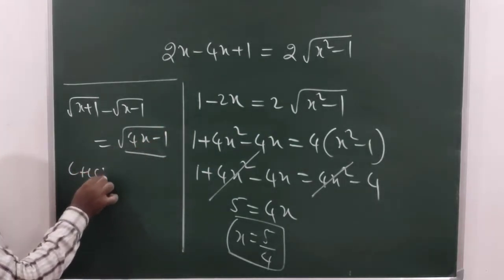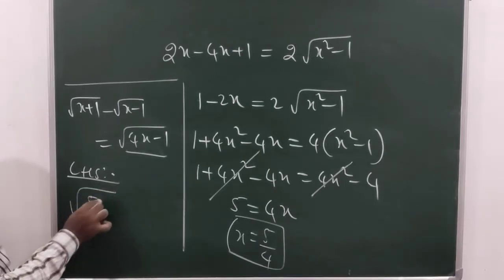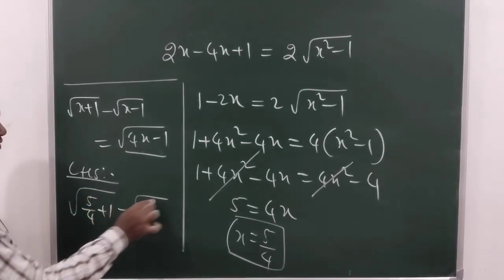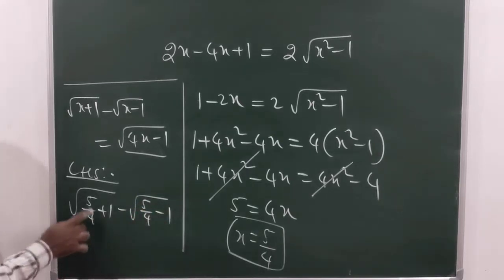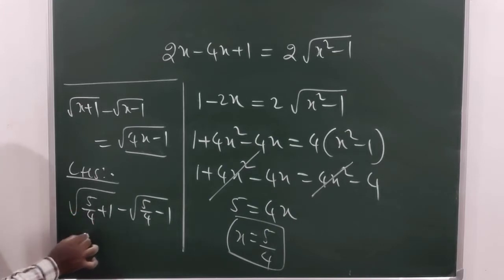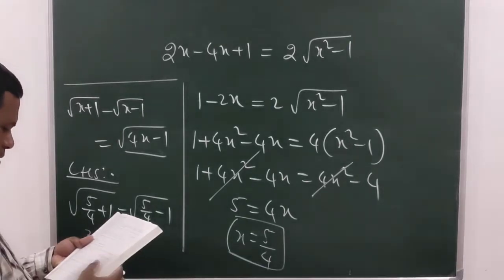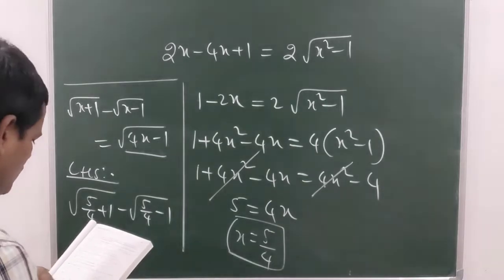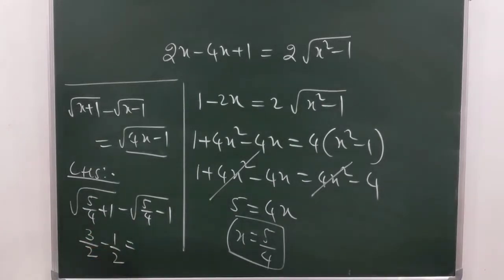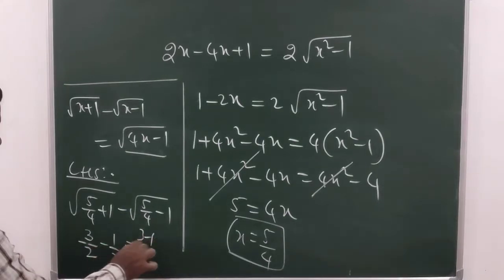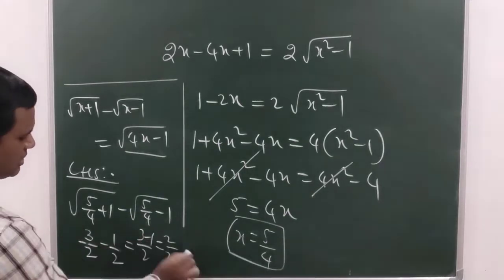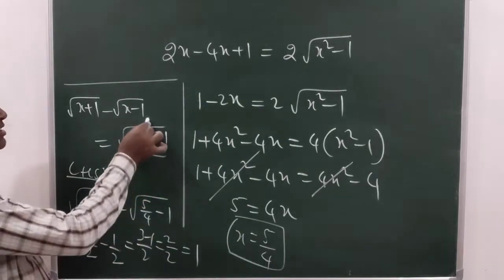Then what about LHS here? Root of 5 by 4 plus 1 and root of 5 by 4 minus 1. Now simplify here. How much are we getting on the left side? 9 by 4 means 3 by 2. Then here 1 by 4, that is 1 by 2. So minus is there. 3 minus 1 by 2, that is 2 by 2, which is equivalent to 1. So LHS you are getting 1.